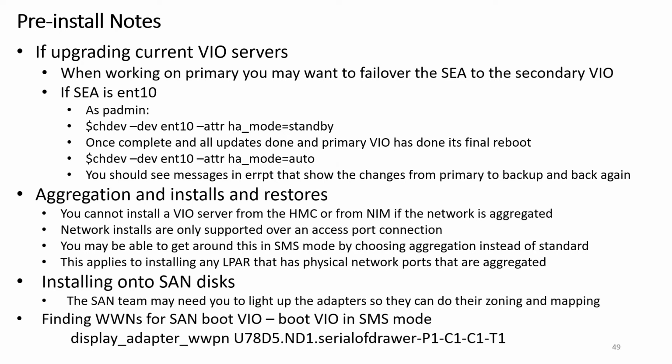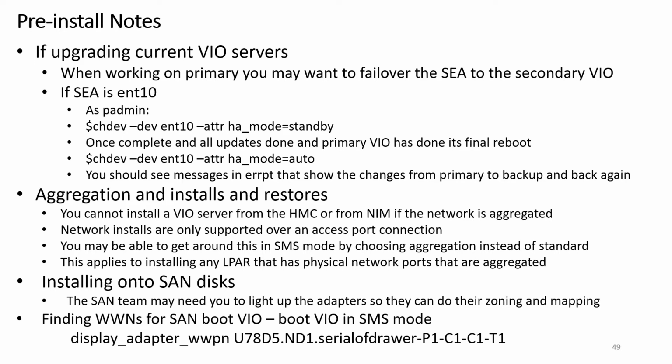And I already mentioned before that when you're working on a primary VIO, you may want to fail the SEA over. There are some issues related to installing from the HMC or from NIM if you've aggregated the network. Typically, network installs are only supported over an access port connection. Now, there is a way around that in SMS mode, so that is an option for you. What a lot of people like to do is just have a separate 1 gig administration port, and that's what they use for installs and for administrative access. But that's entirely up to you. Just be aware that sometimes you have problems with the network being aggregated.